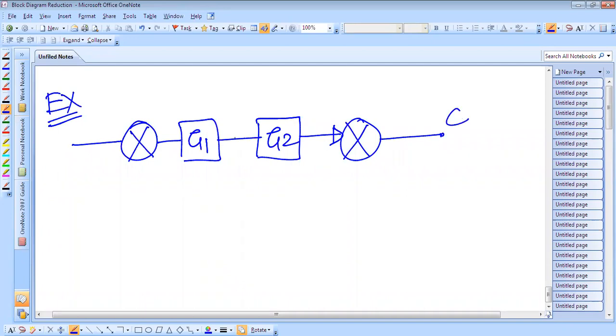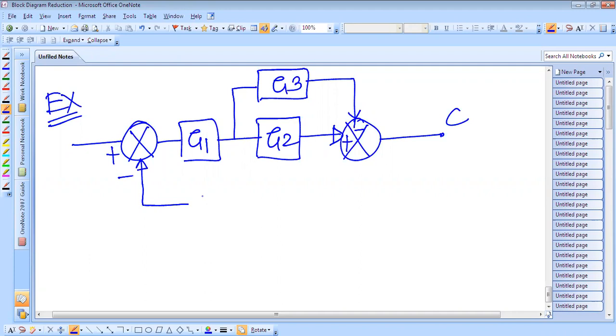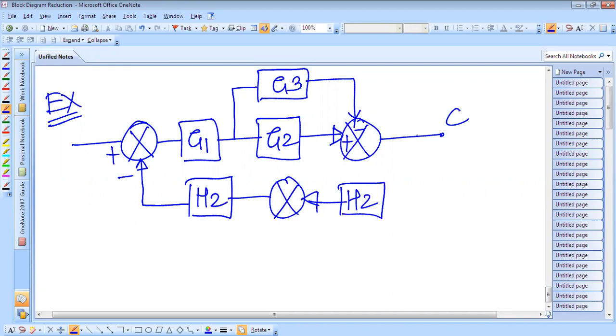From this G2 there is again one block G3, and this is connected to the summing point. This is minus, this is plus, this is plus, and there is also one feedback loop. This is H2. There is also one summing point, and to this the H2 block is connected, and this is connected here. Here it is a plus again, G4.